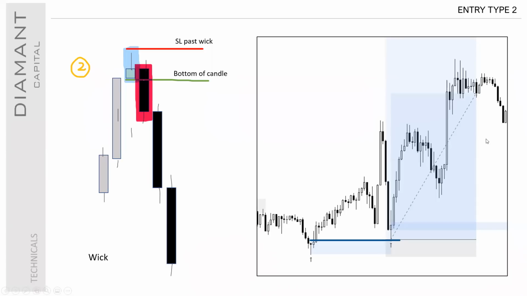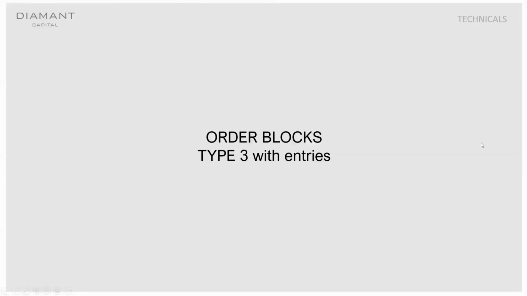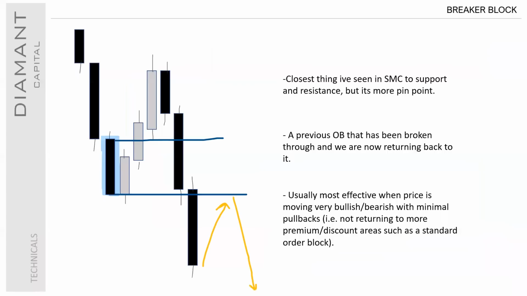But yeah, let's look at the third type of order block with entries. The third type is one that is pretty well known in the smart money concept community. It's the closest thing that I would see to support and resistance, but it's more pinpoint. It's a previous order block that has broken through and we are now returning back to it. Usually it's most effective when price is moving very bullish or bearish with minimal pullbacks, i.e. not returning to premium and discount areas such as a standard order block.